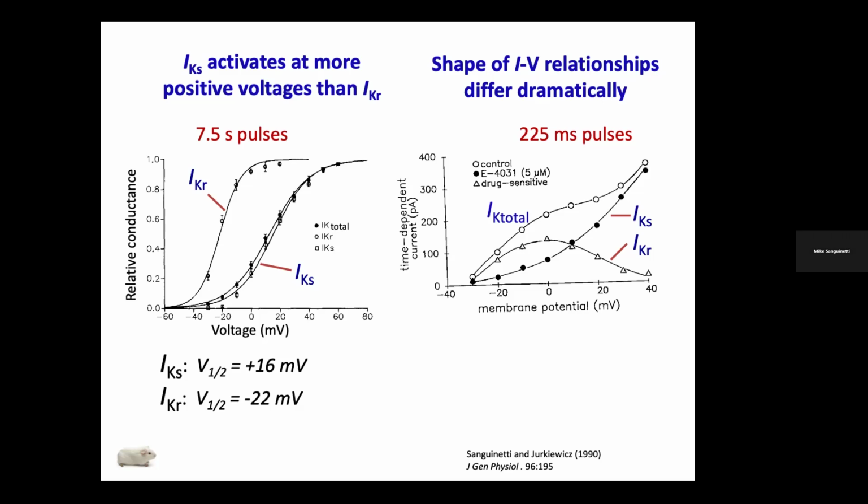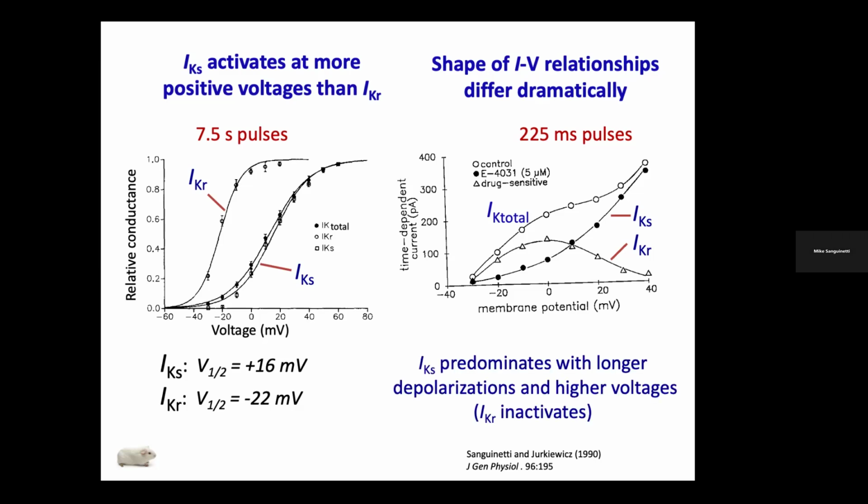And I should say that the interpretation that there are two different channels was initially not well received. A lot of people said, no, you're just looking at voltage and block. That's not two different channels, which is a fair criticism. But we interpreted it differently and said IKS predominates with long pulses and at higher voltage. You can see IKS is big here, IKR is small because it inactivates.